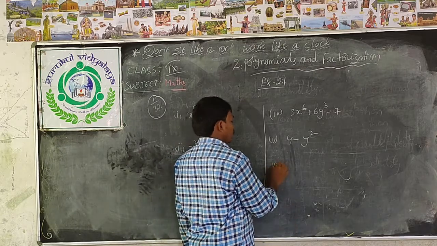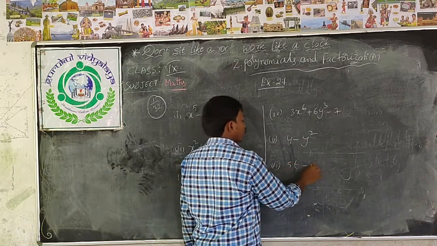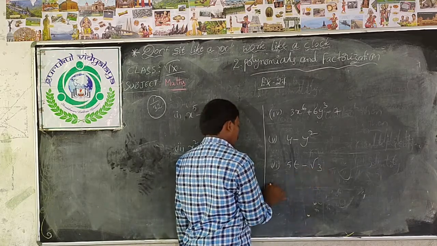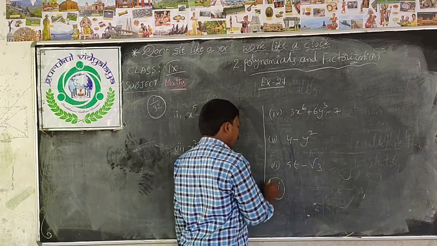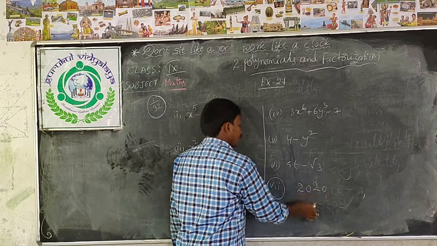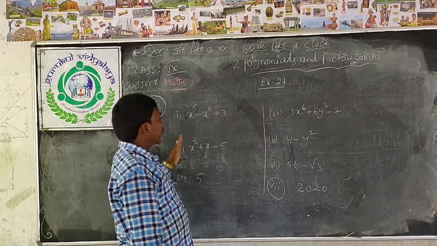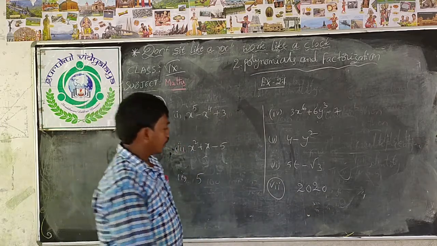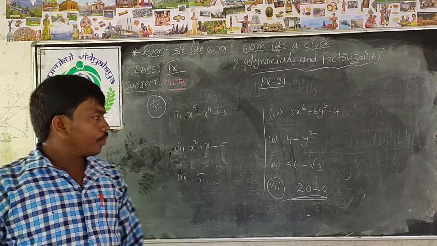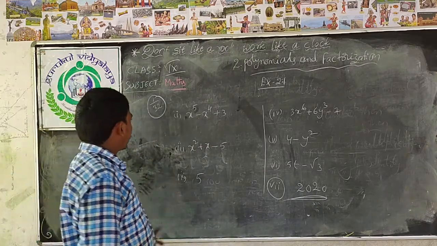Sixth one, 5t minus root 3. Take your own numbers. I will say my own number, 2020. So now we are going to find the degree of this polynomial. Okay, you take your own numbers, no problem. The first exercise I will tell.